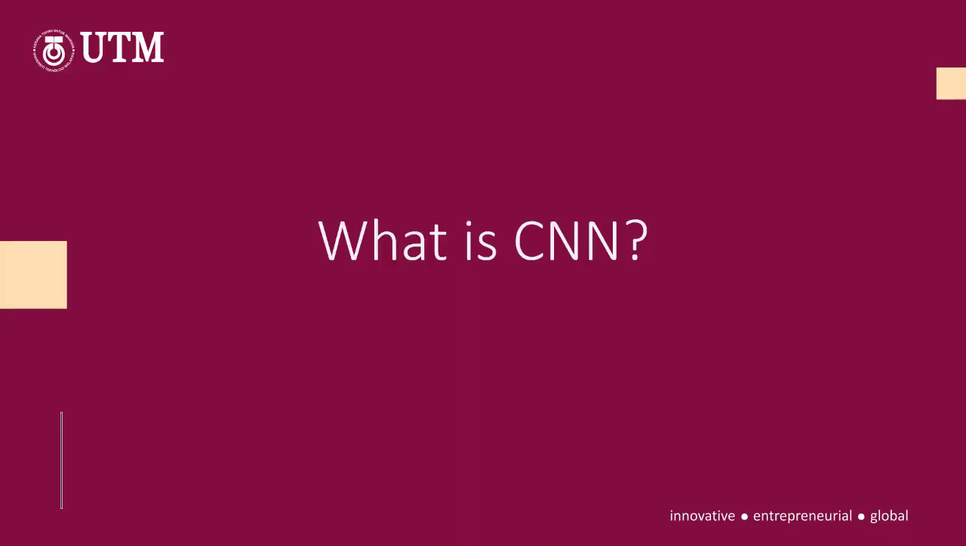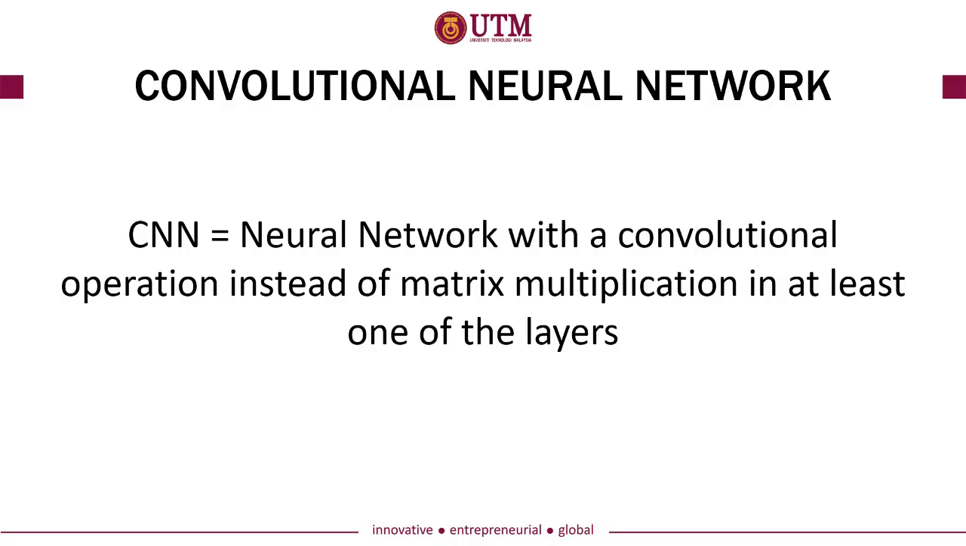Okay, let's continue with what is a convolutional neural network. Why do they call it a convolutional neural network? A convolutional neural network is a neural network with a convolutional operation instead of matrix multiplication in at least one of the layers. So that is the definition of convolutional neural networks.